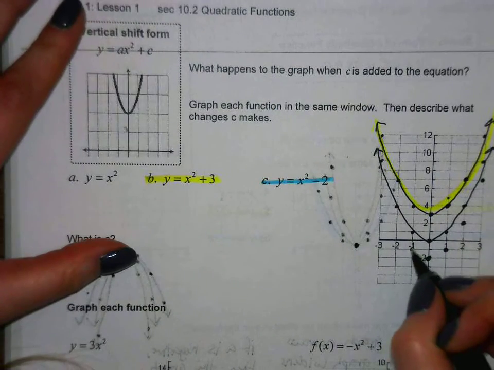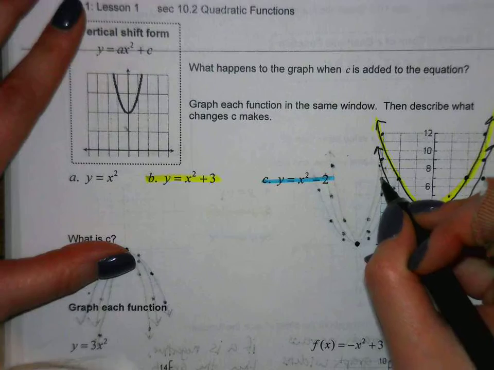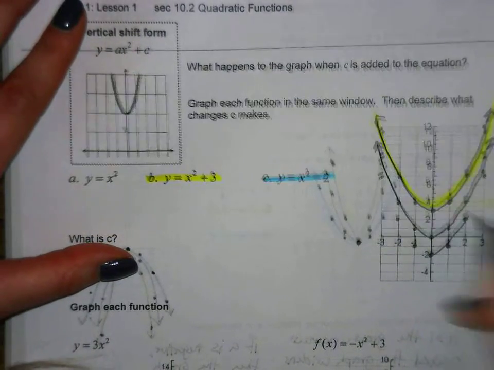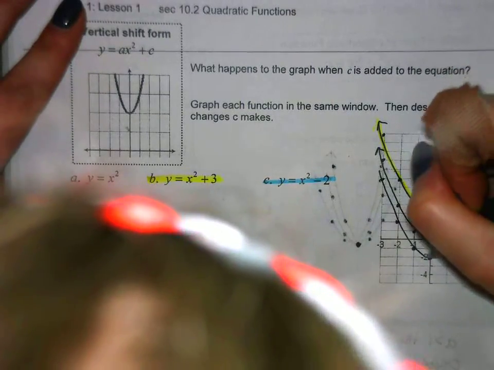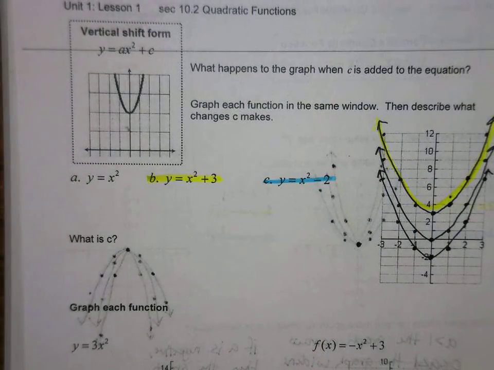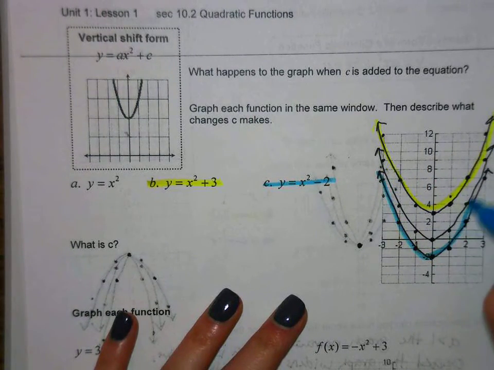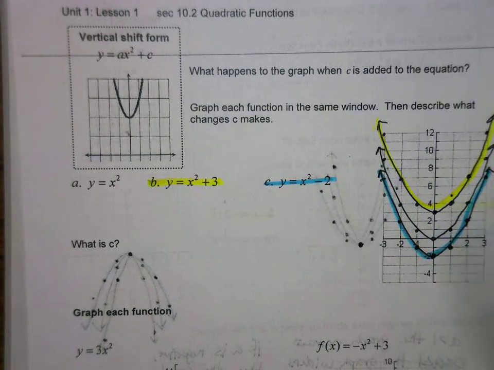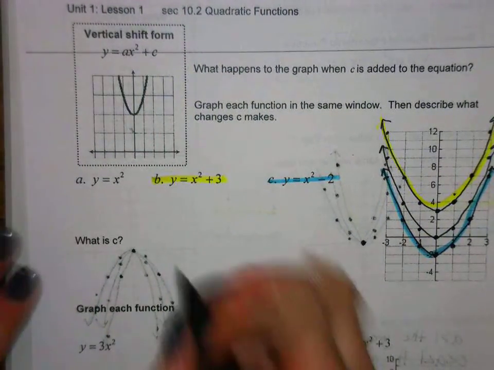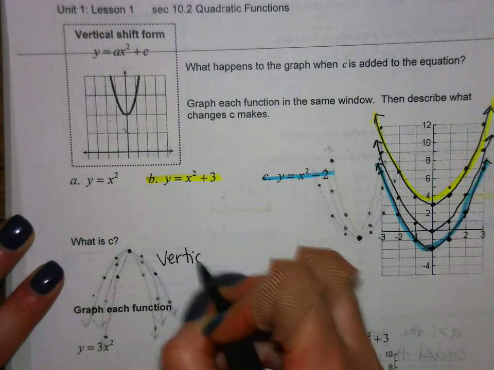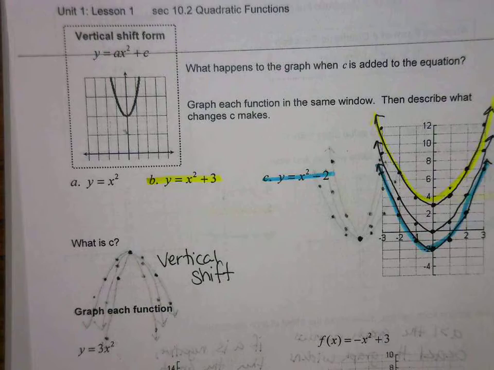So now I can get my symmetrical points and connect my parabola. I'm going to highlight so I know that that parabola matches that equation. So as you can see, based off of that function, we are shifted down 2 units. So what is c? c is the vertical shift on our graph.